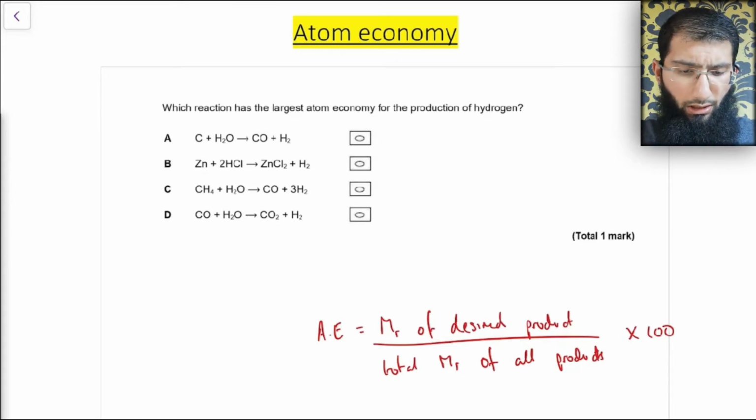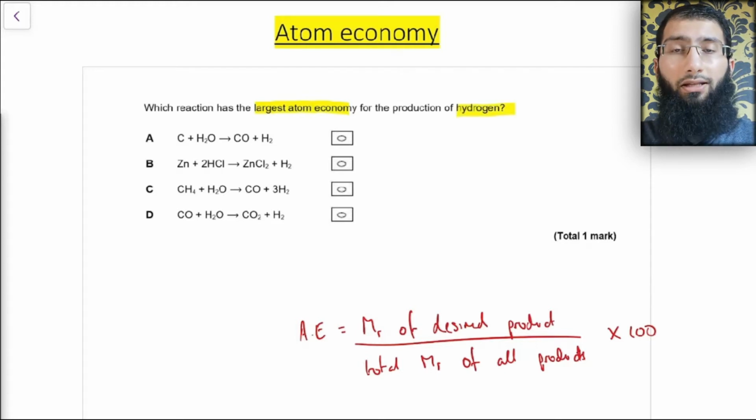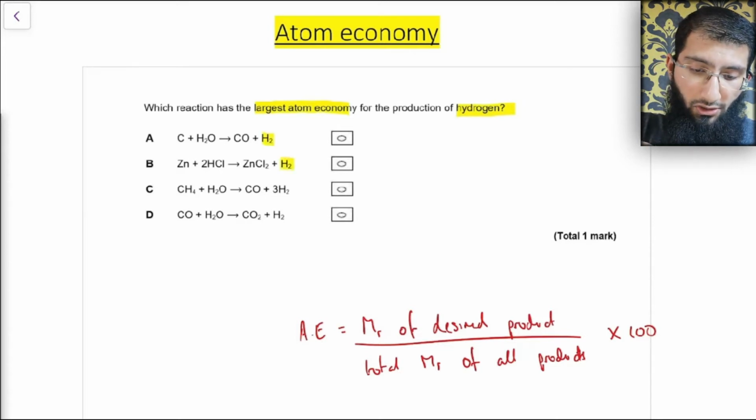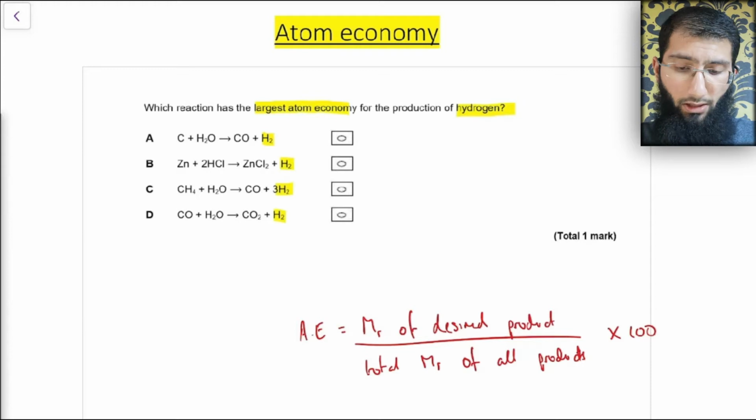Now, you've been asked which reaction has the largest atom economy for the production of hydrogen. So immediately it's been identified that hydrogen is our desired product. So let's identify where hydrogen occurs in the equation. So we've got H2 there, H2 there, H2 and H2. So again, that is definitely my desired product.